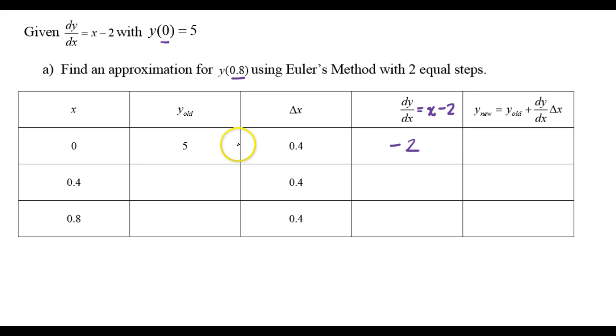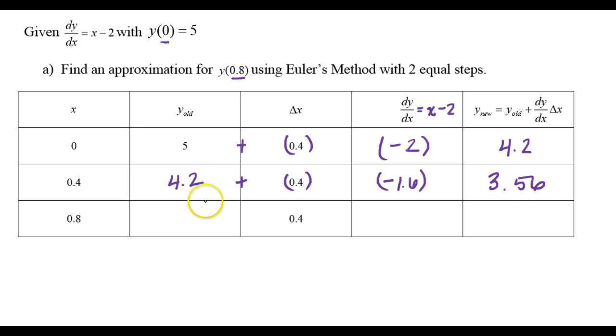And then I'm taking 5 and I'm adding it to 0.4 times negative 2 to get my y new value, which is 4.2. So 4.2 is now going to become my y old in the next row, so 4.2 gets substituted in. And now to find my dy/dx, that's only dependent on the x value, so I'm going to have 0.4 minus 2. So I'm going to have negative 1.6 as my slope. So to find my y new, I'm going to add 4.2 plus 0.4 times negative 1.6, which is 3.56. And then the final one is, my final y old is the 3.56.